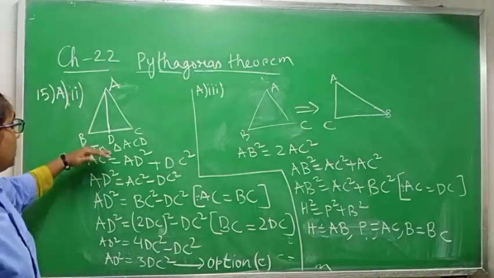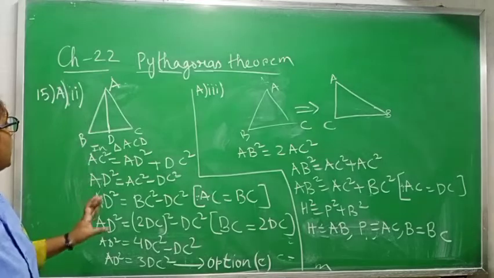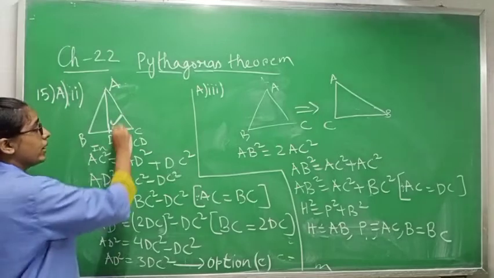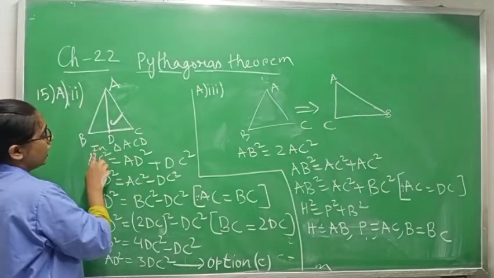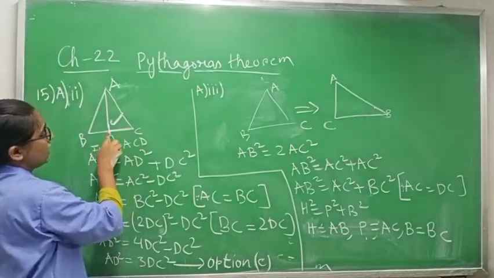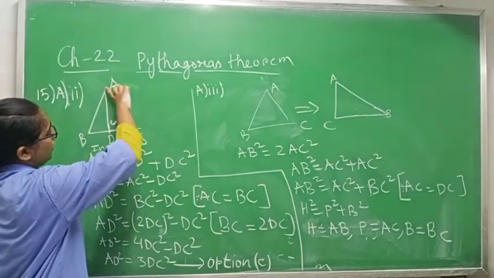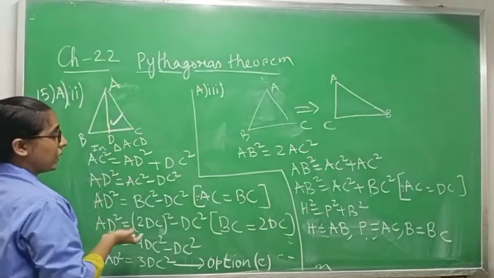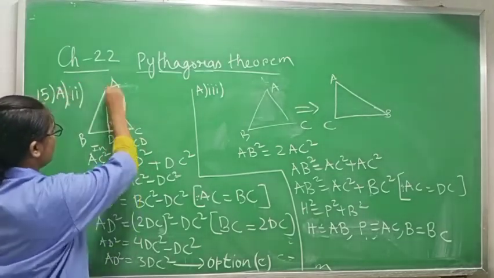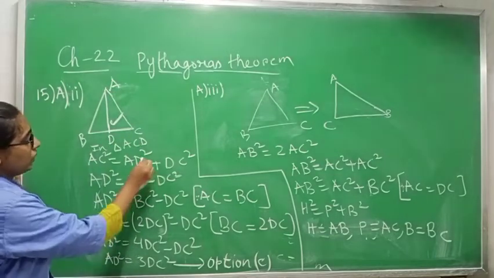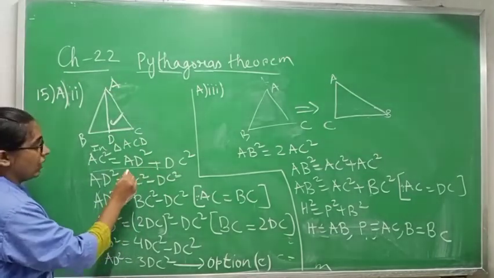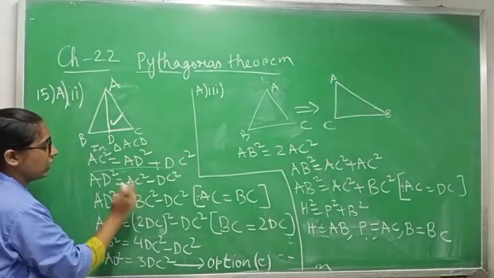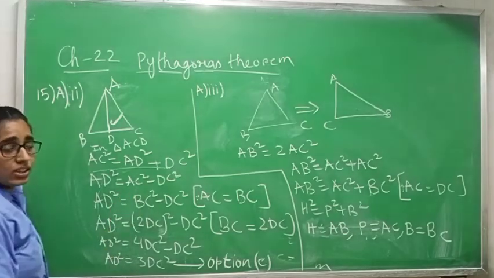First I am taking a triangle. What are they saying? DC square. So where is DC square? DC square is present in this triangle. That is why I am taking this triangle. So I am taking triangle ACD. You can say that AC square equals to AD square plus CD square, because by Pythagoras theorem h square equals to p square plus b square. Now from this I am finding AD square value. So AD square I keep here and plus DC square I take to this side. It will become AC square minus DC square.